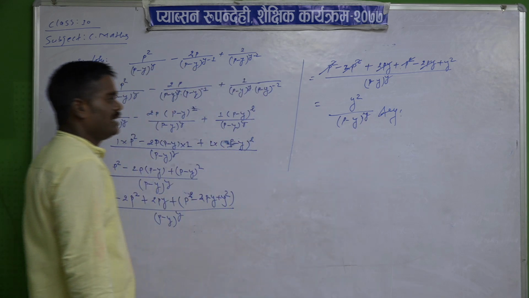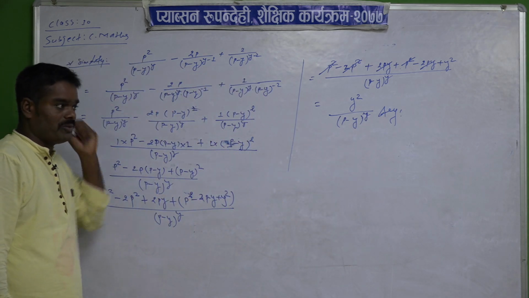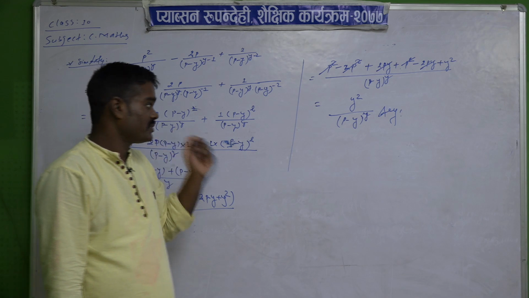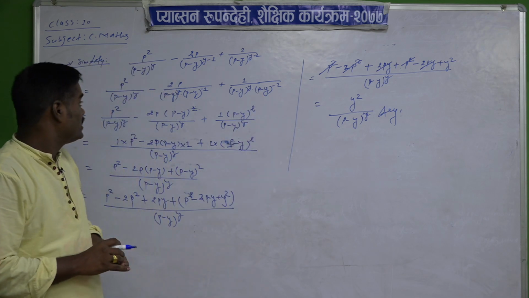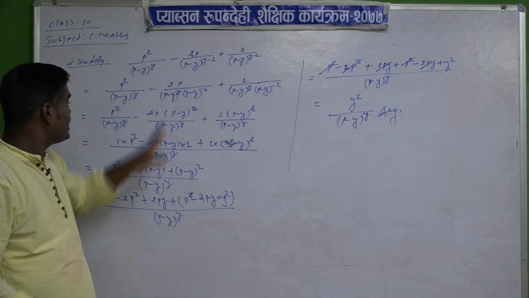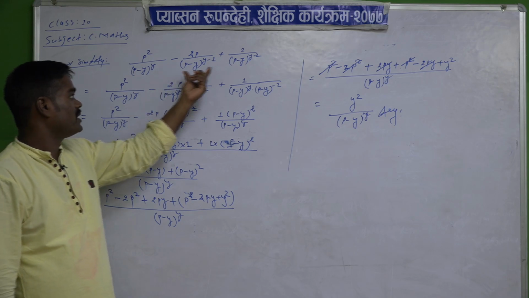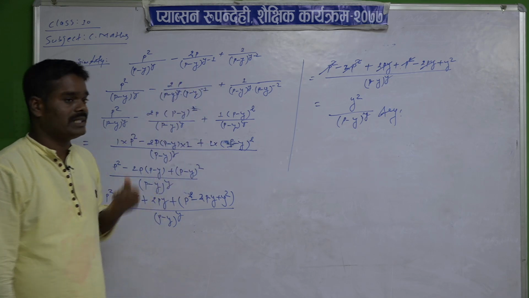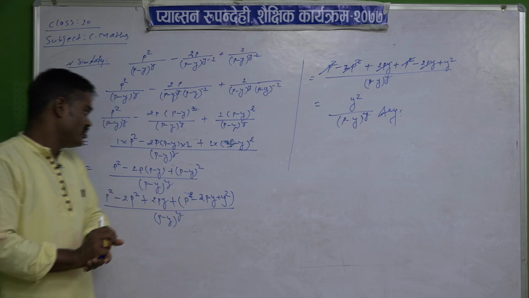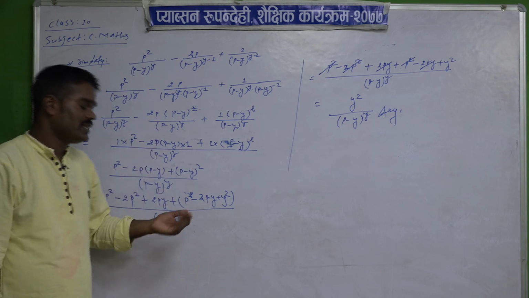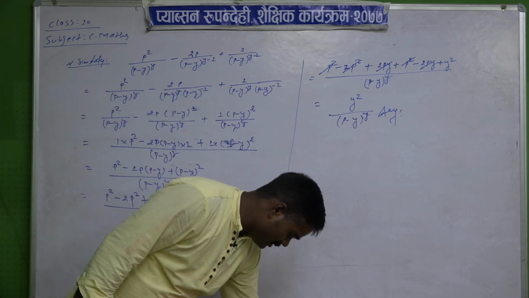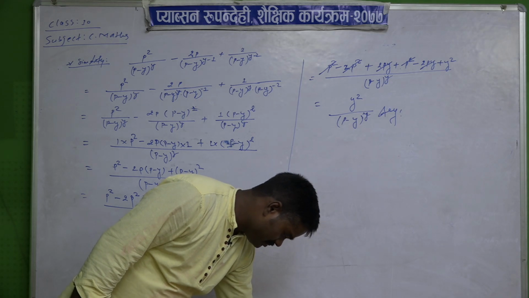So, this is the answer. In this way you have to solve. This is very simple: easily separate the base, then take the LCM and use the procedure of the LCM, and lastly simplify and you will get the answer.